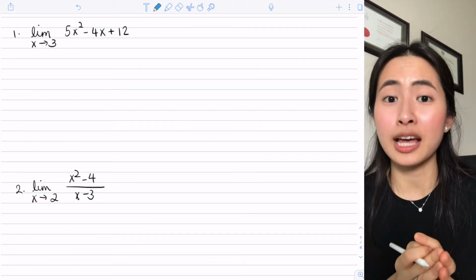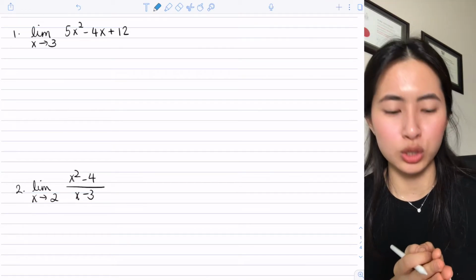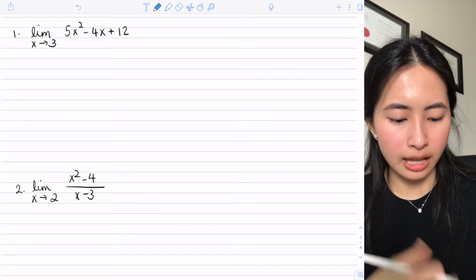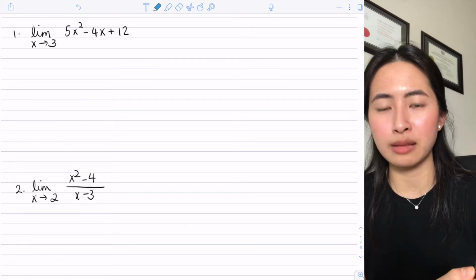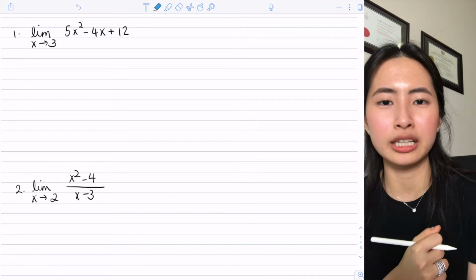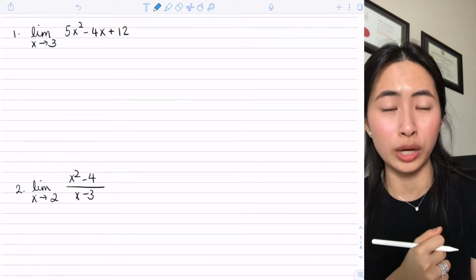So for today's class, I will be covering limits by direct substitution. As the word substitution implies, that means you just take your x value and then you plug that into your x and then you evaluate the limit.